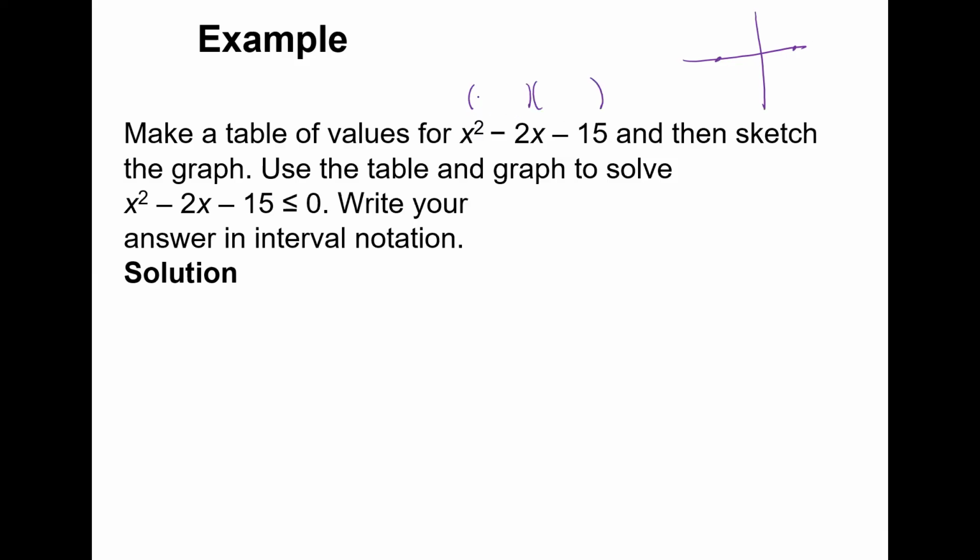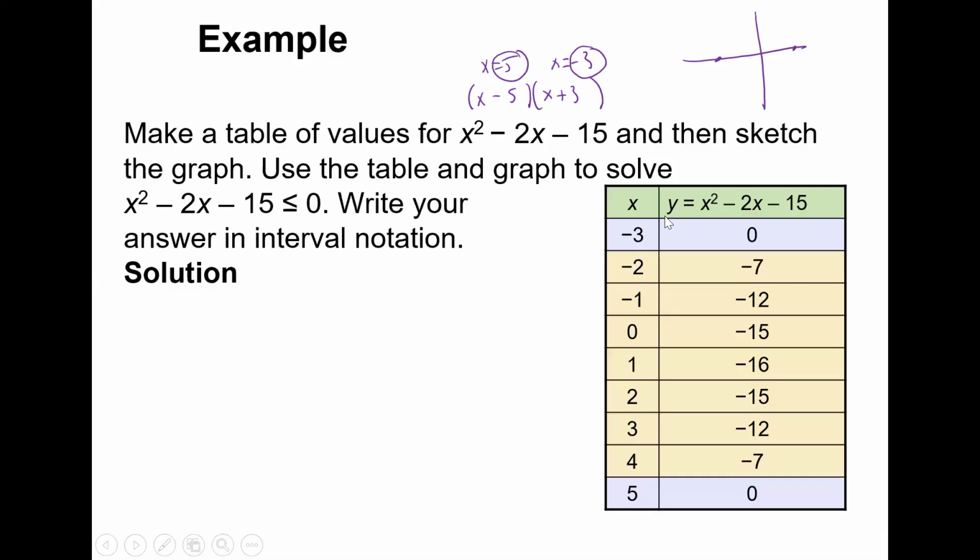So if we think about that, that's going to be x minus 5 and x plus 3. So this is going to give us x equals 5. This is going to give us x equals minus 3. So we're going to have to go from at least minus 3 to 5 to be able to plot all the points to know what it's doing here. Okay, so with that said, we're going to go from minus 3 to 5 only.